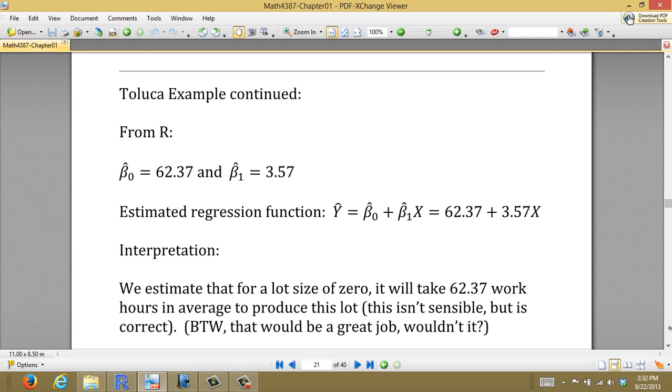So let's talk about the Toluca example. We want to estimate beta naught and beta 1. We want to find the least squares estimators of beta naught and beta 1. I'll tell you from R that the values are 62.37 and 3.57, which means that the estimated regression function y hat is beta naught hat plus beta 1 hat x, which is equal to 62.37 plus 3.57x. We know that our regression function is y equals beta naught plus beta 1x, and thus the estimated regression function is simply the regression function with the parameters replaced by their estimators.